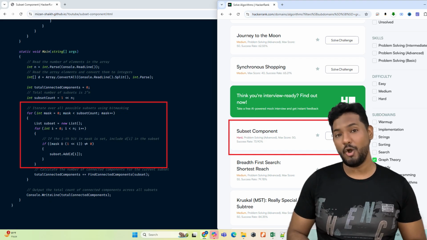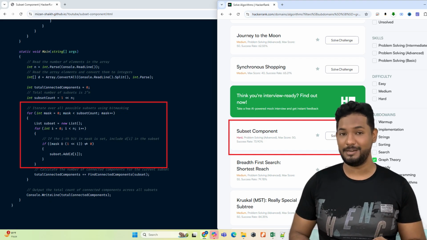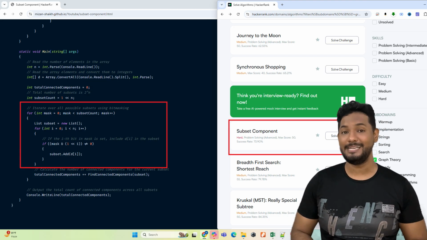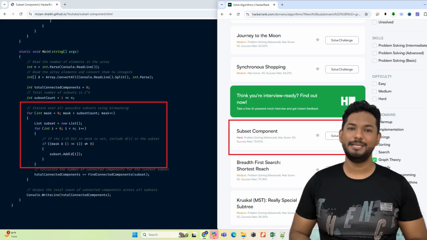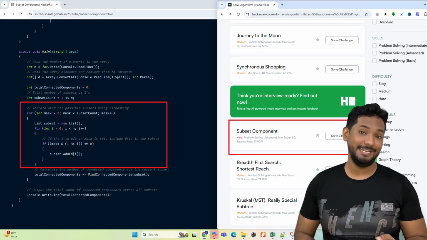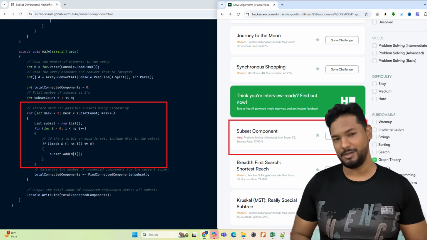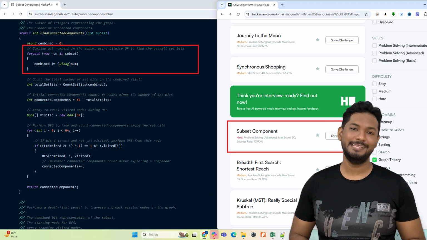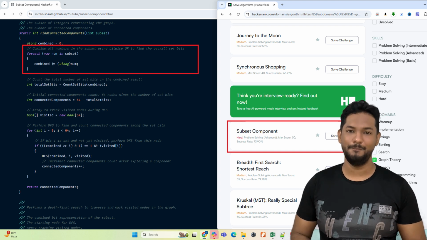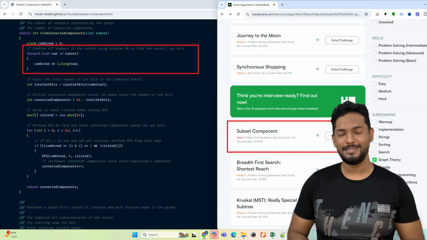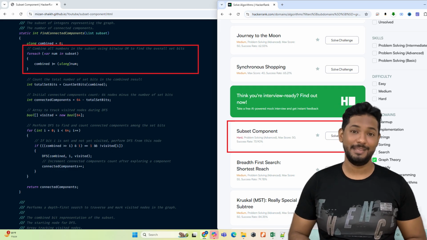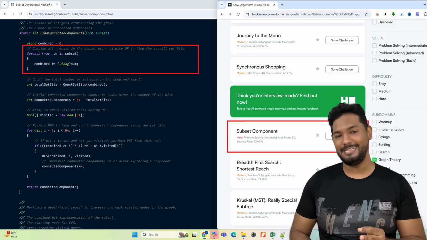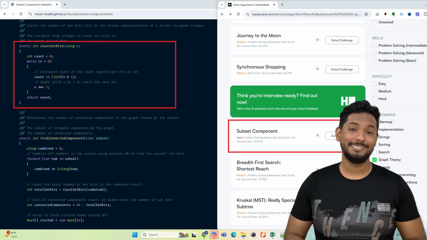Number 1, generate all subsets. The first step is to generate all possible subsets from the given set of integers. We can use bit masking to represent these subsets efficiently. Each bit in a number can represent whether an integer is included in a subset or not. Number 2, combine integers. Once we have the subsets ready, we can combine the integers in that subset using the bitwise OR operation. This gives us a single representation where each bit position corresponds to whether that integer is included in the subset.